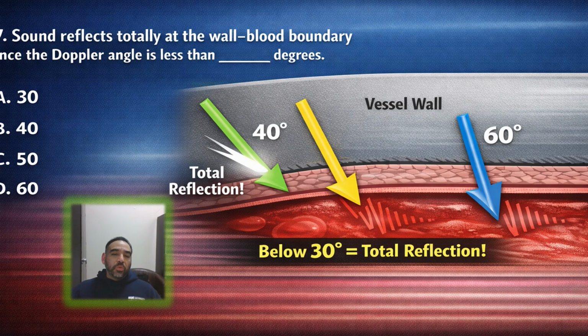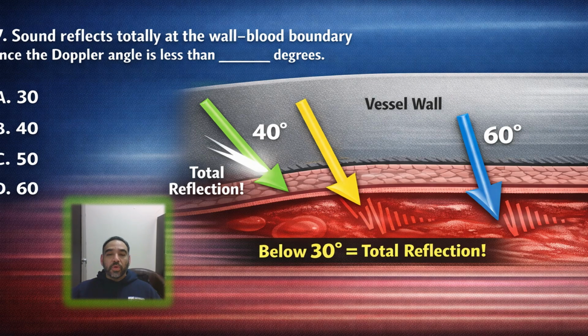And why 30 degrees is correct: for angles less than 30, the incident beam is steep enough relative to the boundary that total reflection occurs at the wall-blood interface. That just means that no useful Doppler signal from blood is apparent here. The beam never meaningfully enters the bloodstream, and you're basically bouncing off the wall. This is why Doppler measurements are ideally between 30 and 60 degrees. If you go below 30, you risk excessive wall reflection and poor data.